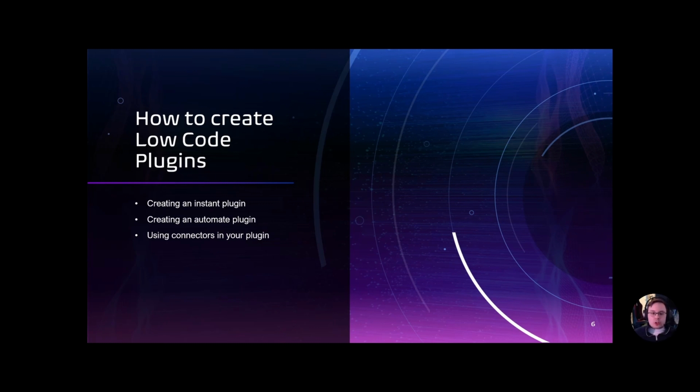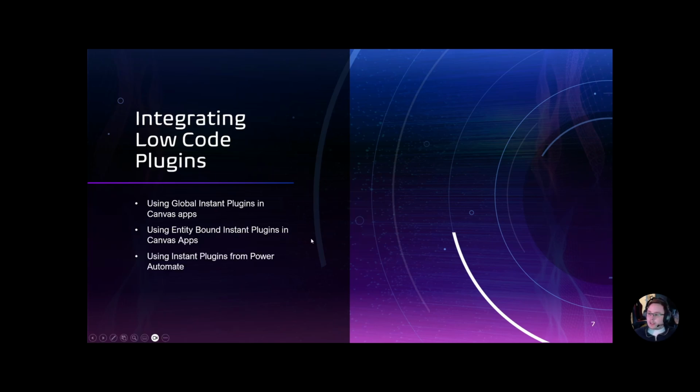Okay, so we've obviously seen an example of how to create a low-code plugin, both instant and automated. I mentioned that I have an instant plugin already in terms of the calculate debt ratio, and we now need to look at how we integrate those low-code plugins.